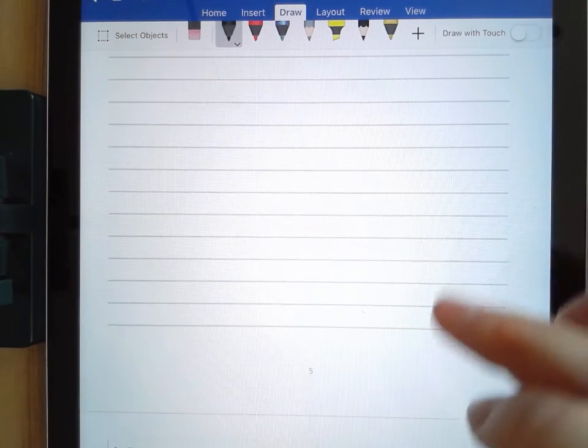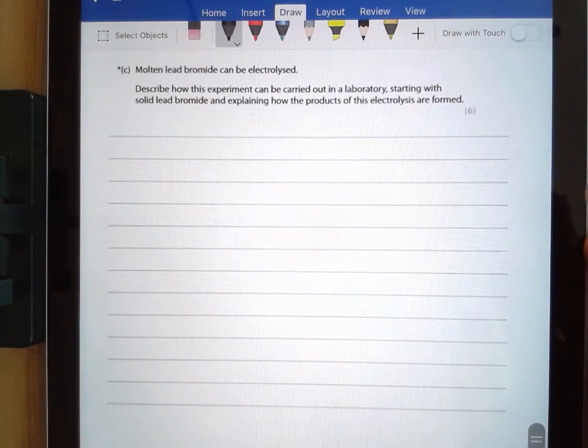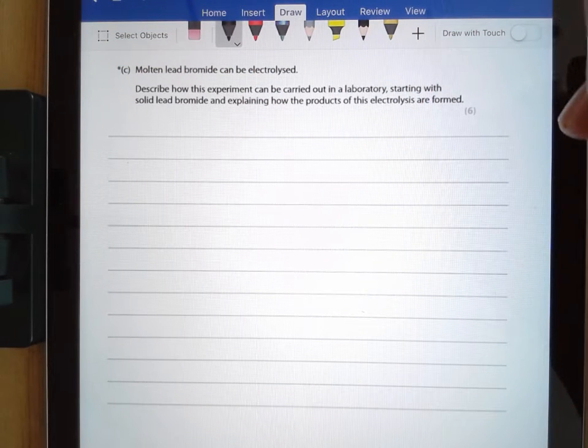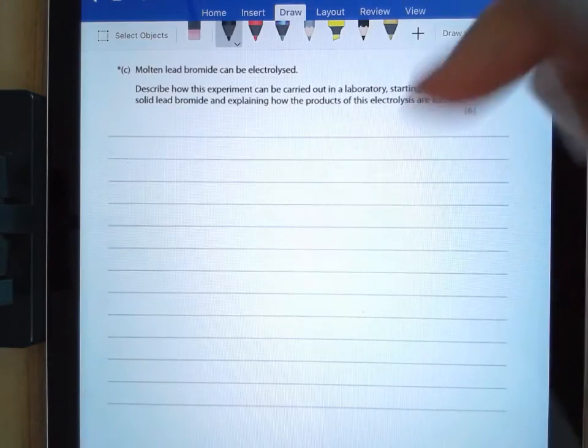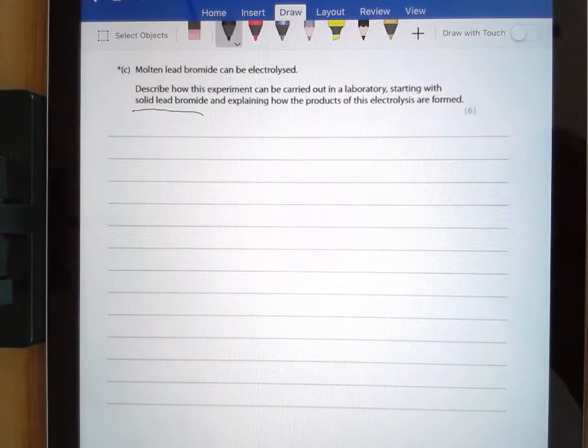The next one, this is a 6-mark question, so it seems a little bit intimidating. What exactly are you being asked? Just because it's a 6-mark question, please don't just leave it blank, okay? The answer is not difficult. Molten lead bromide can be electrolyzed. Describe how this experiment can be carried out in the lab, starting with solid lead bromide and explaining how the products of electrolysis are formed, okay?